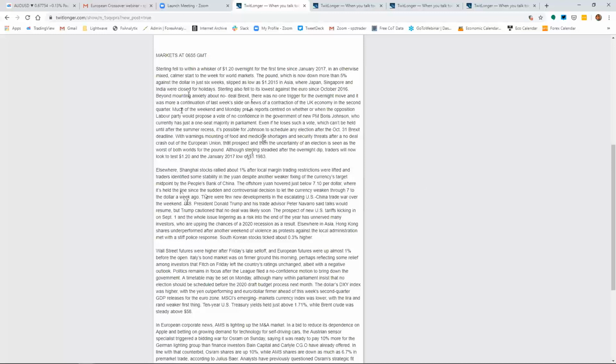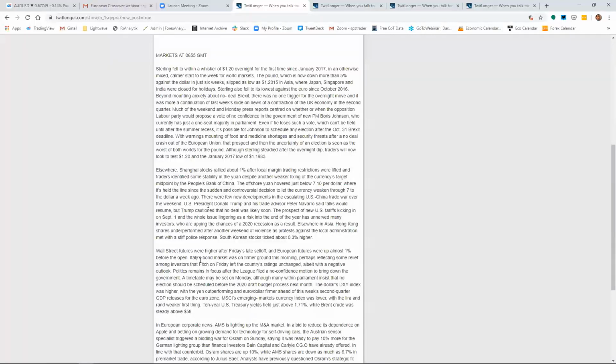Moving on, elsewhere, Shanghai stocks rallied about 1% after local margin trading restrictions were lifted, and traders identified some stability in the yuan despite another weak fixing of the currency's target midpoint by the PBOC.